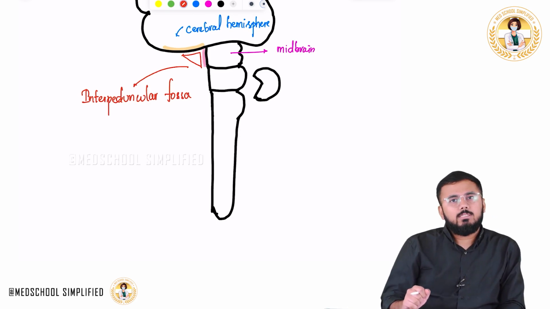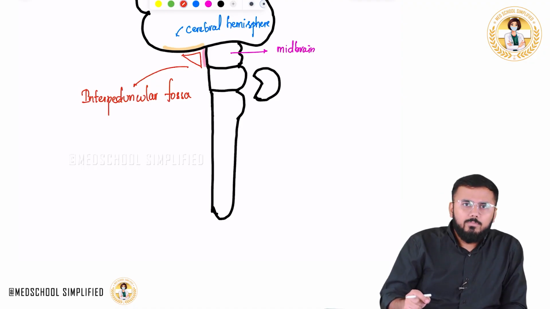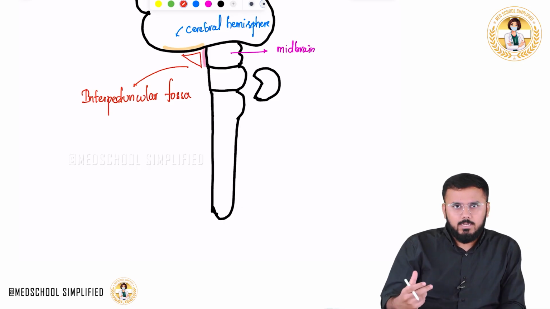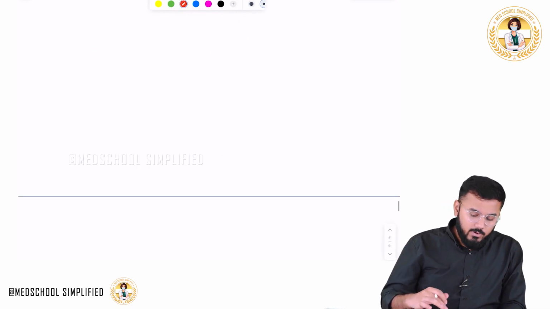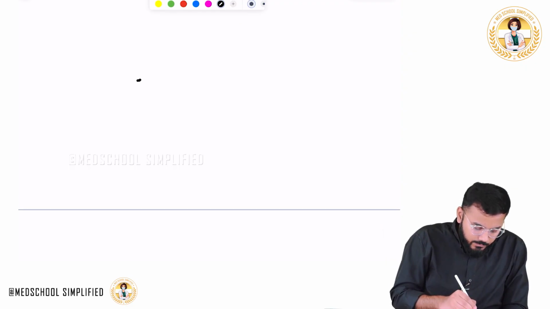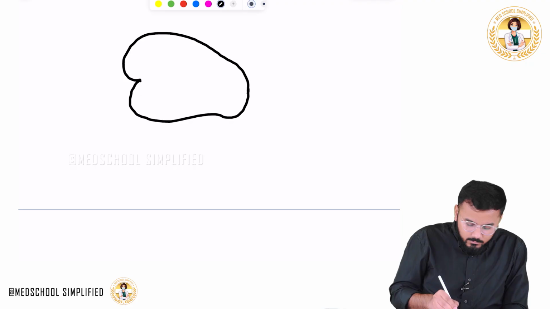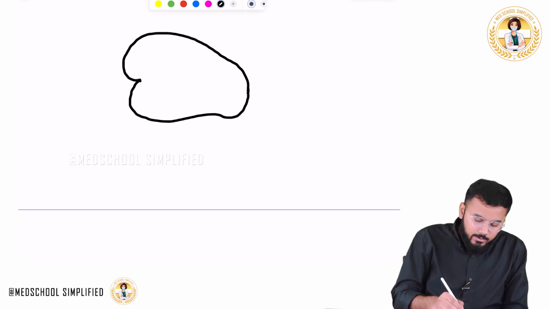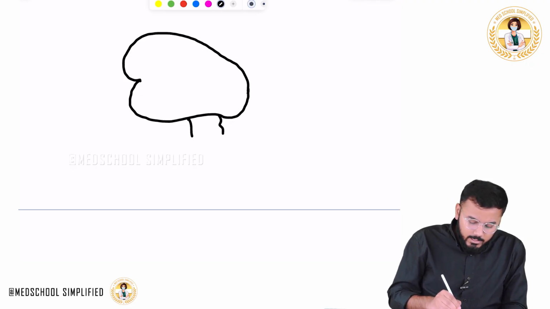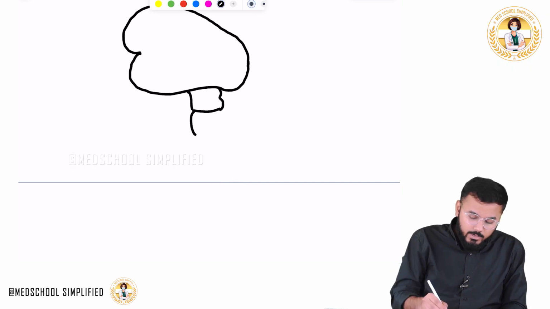Now let us see what the interpeduncular cistern is. Why do you call a specific thing a cistern? What does cistern exactly mean? We'll discuss that. So we'll draw the same picture over here and then discuss what this cistern is. Let us say that this is your cerebral hemisphere. And next, all of you know that here you have got your midbrain, and after that, let us say, your spinal cord over here.